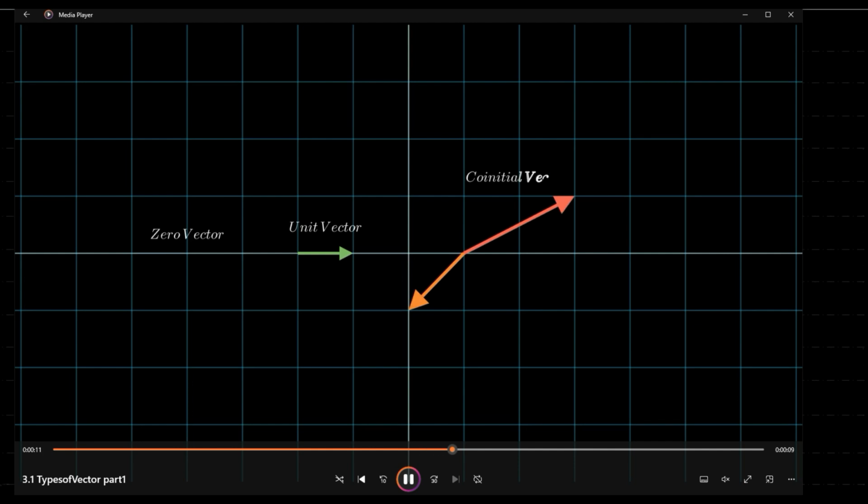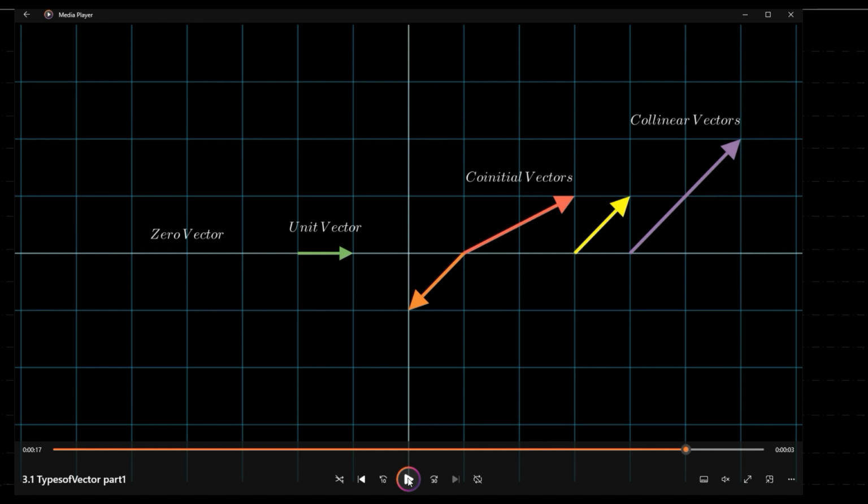Okay, the next type of vector is co-initial vectors. Co-initial. The keywords here are co and initial. Next is collinear vectors. Collinear. Co-initial.